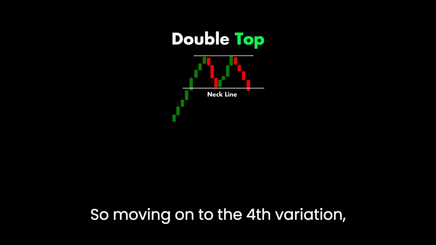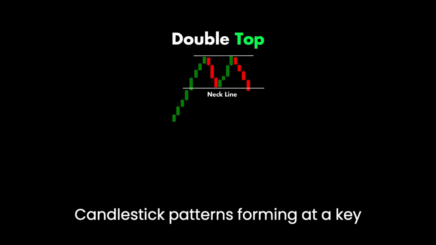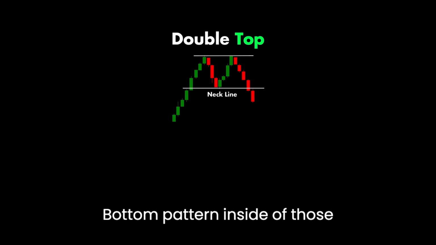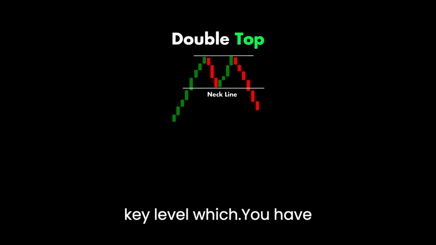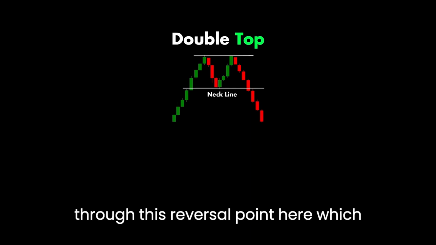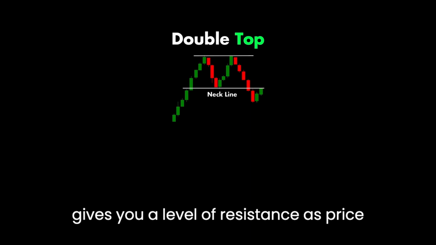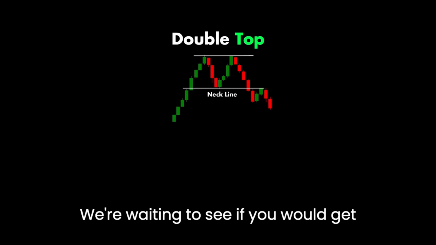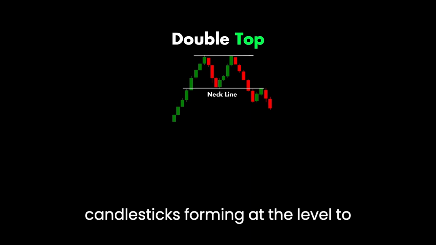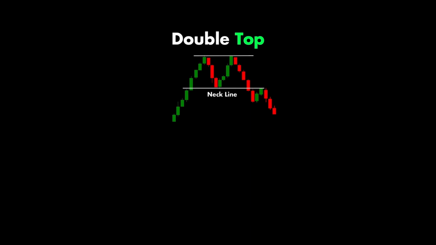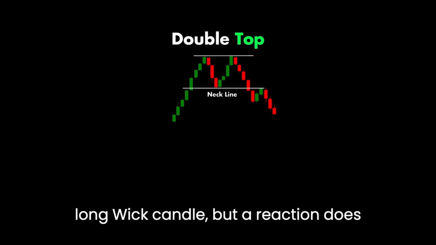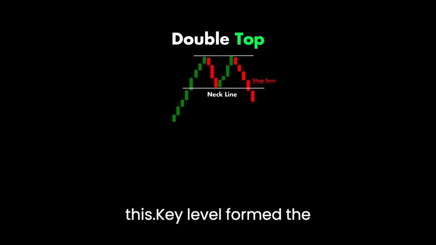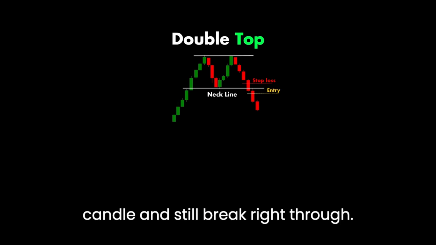So moving on to the fourth variation, candlestick patterns forming at a key level and then a double top or double bottom pattern inside of those candlesticks. So you first look for a key level, which you have through this reversal point here, which gives you a level of resistance as price comes back up to this level. You were waiting to see if you would get candlesticks forming at the level to show a reaction to the level of resistance, which you got through this long wick candle, but a reaction does not equal a trade as price can stall at this key level, form the candle, and still break right through.